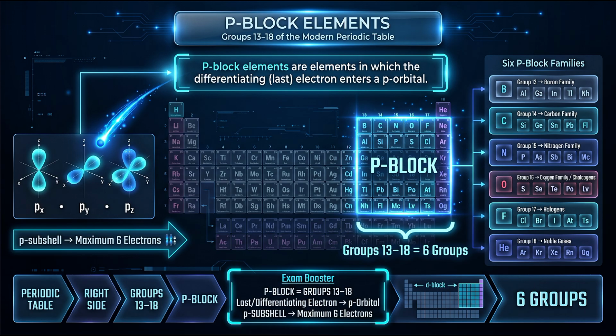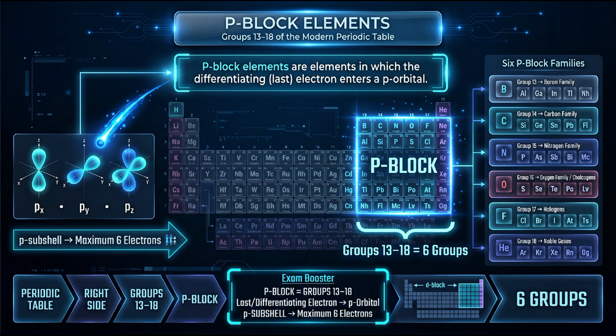The p-block is also extremely important for industrial chemistry. Nitrogen is used in ammonia production and fertilizers. Oxygen is essential in medical applications, combustion, and industrial processes. Chlorine is widely used in water purification and chemical manufacturing. Silicon is essential in semiconductor technology and modern electronics. Aluminium is used extensively in transportation, construction, packaging, and electrical applications. Carbon-based materials are fundamental to fuels, polymers, pharmaceuticals, and biological chemistry.